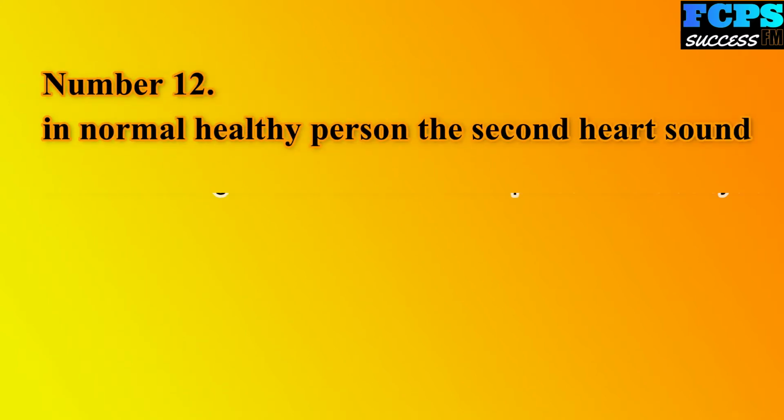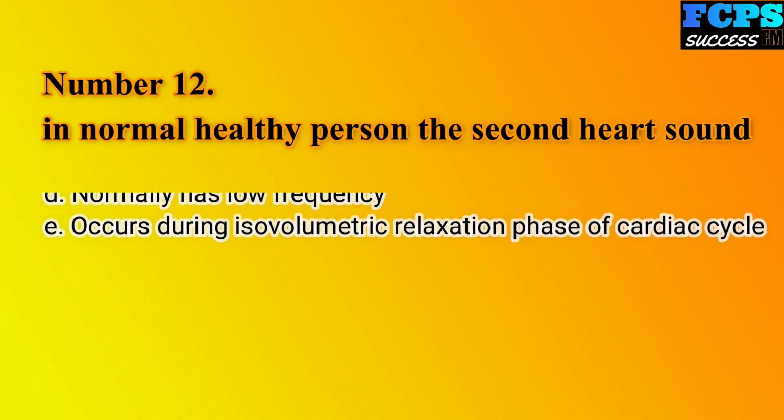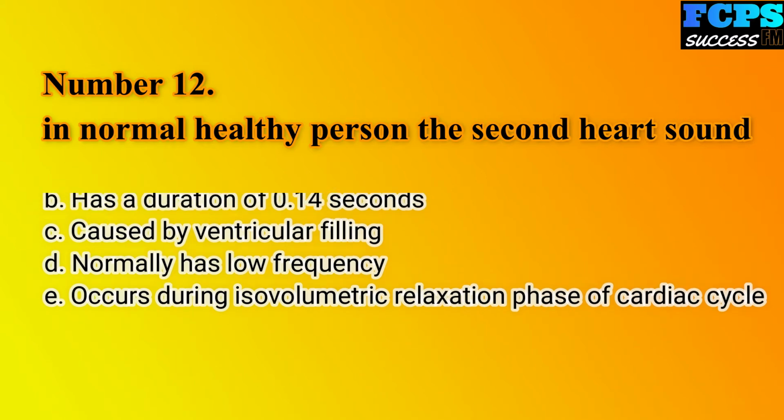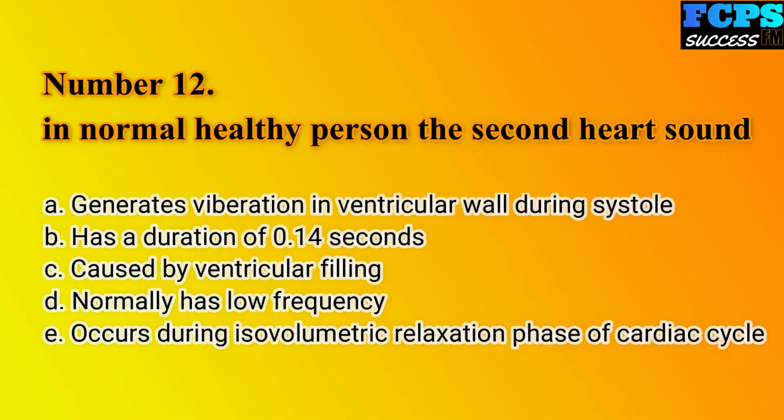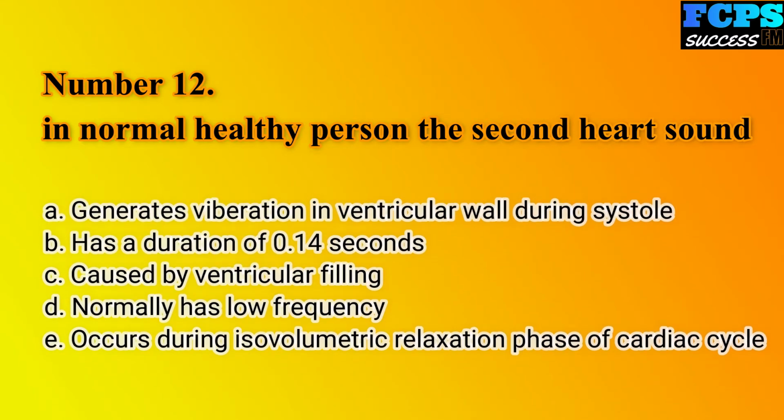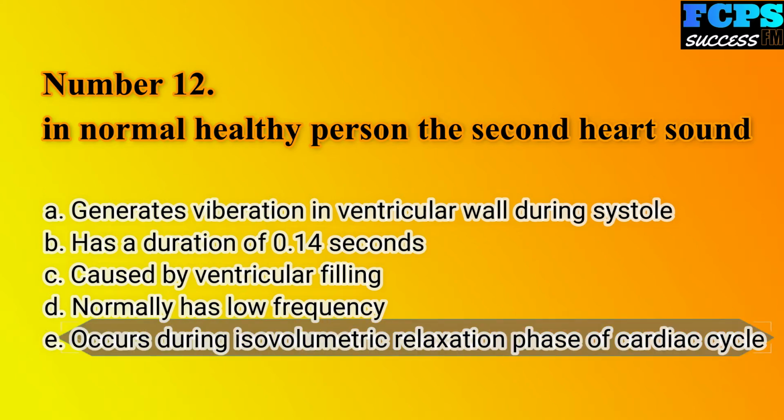Number 12. In normal healthy person the second heart sound: A. generates vibration in ventricular wall during systole, B. has a duration of 0.14 seconds, C. caused by ventricular filling, D. normally has low frequency, E. occurs during isovolumetric relaxation phase of cardiac cycle. Correct is second heart sound occurs during isovolumetric relaxation phase of cardiac cycle.